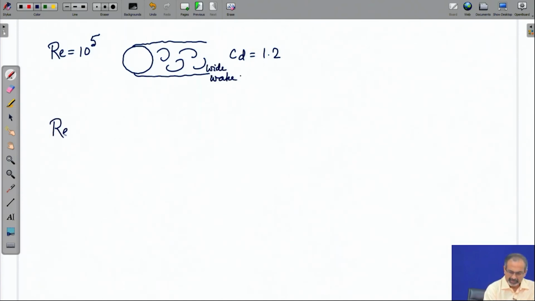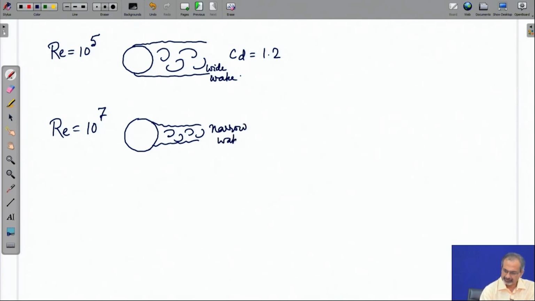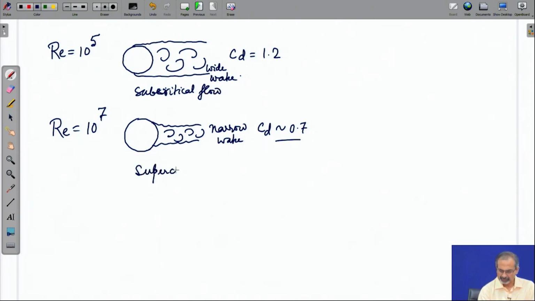When the Reynolds number increases to 10 raised to the power of 7 or so, we find that the wake becomes much narrower, which means the separation point has been moved further downstream, creating a narrow wake. The CD over here could be of the order of about 0.7 or so. This is called subcritical flow, while this is called supercritical flow.